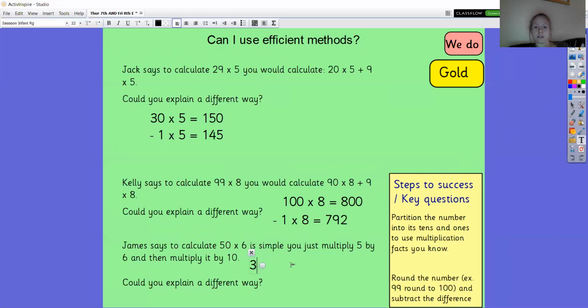Now, if you can't do that, you could do it as a column subtraction if you wanted to. But I know that it's going to be 700 something, because I'm only taking away 8. Okay, so hopefully you got the right answer.